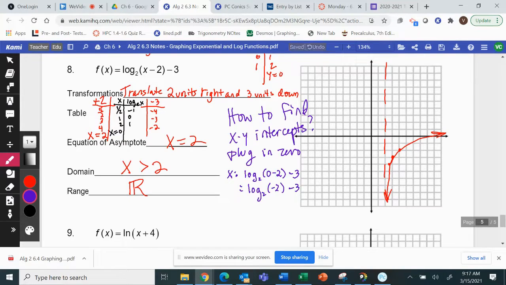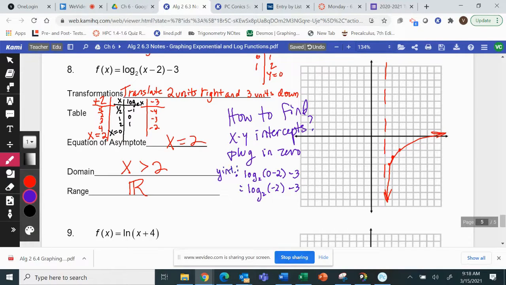Can you tell me where the x-intercepts are? I can't hear you. Where would the x-intercepts be? That's not right. Hold on. Something's wrong. Oh, I'm finding the y-intercept. I'm sorry. This is the y-intercept, not the x-intercept. I knew something was wrong here.